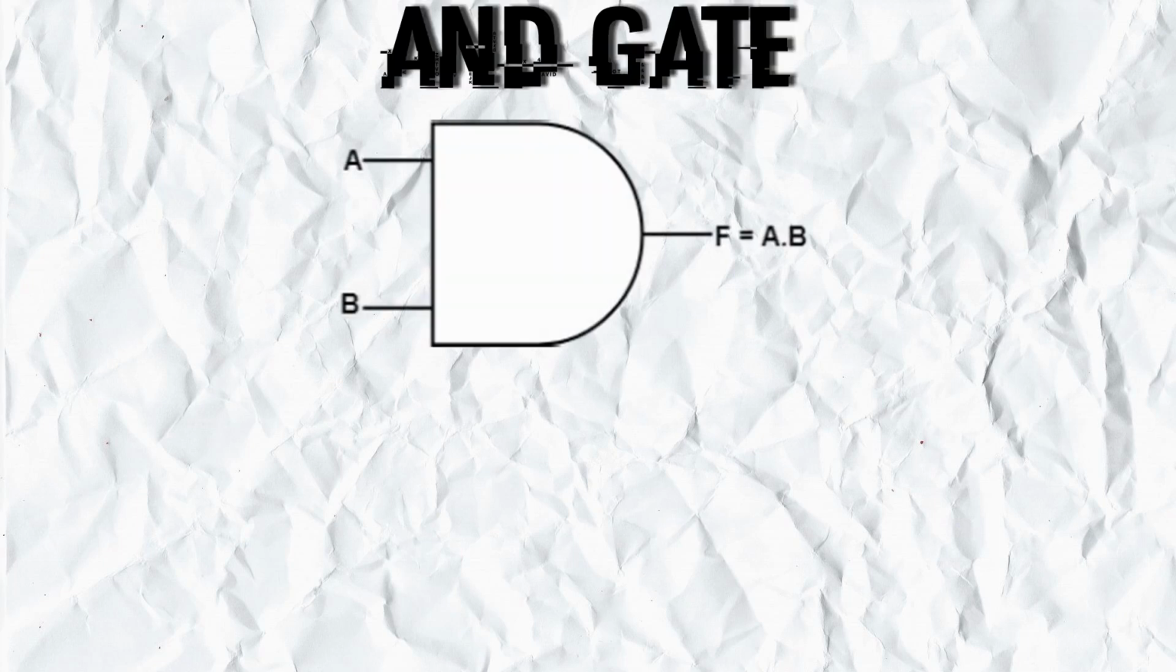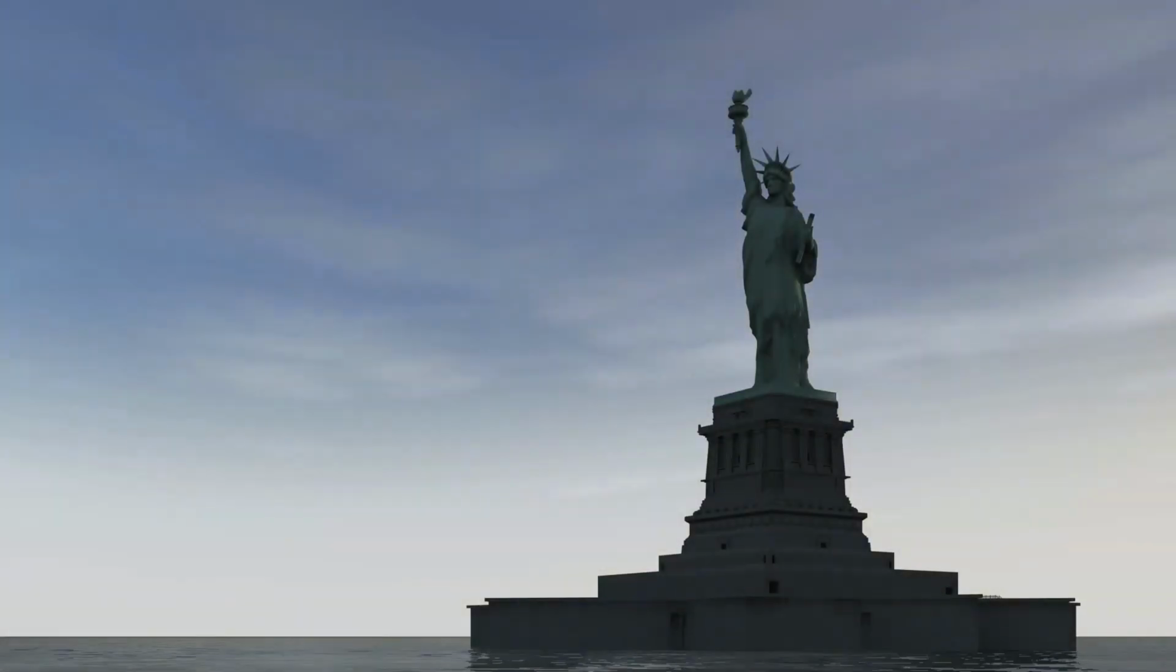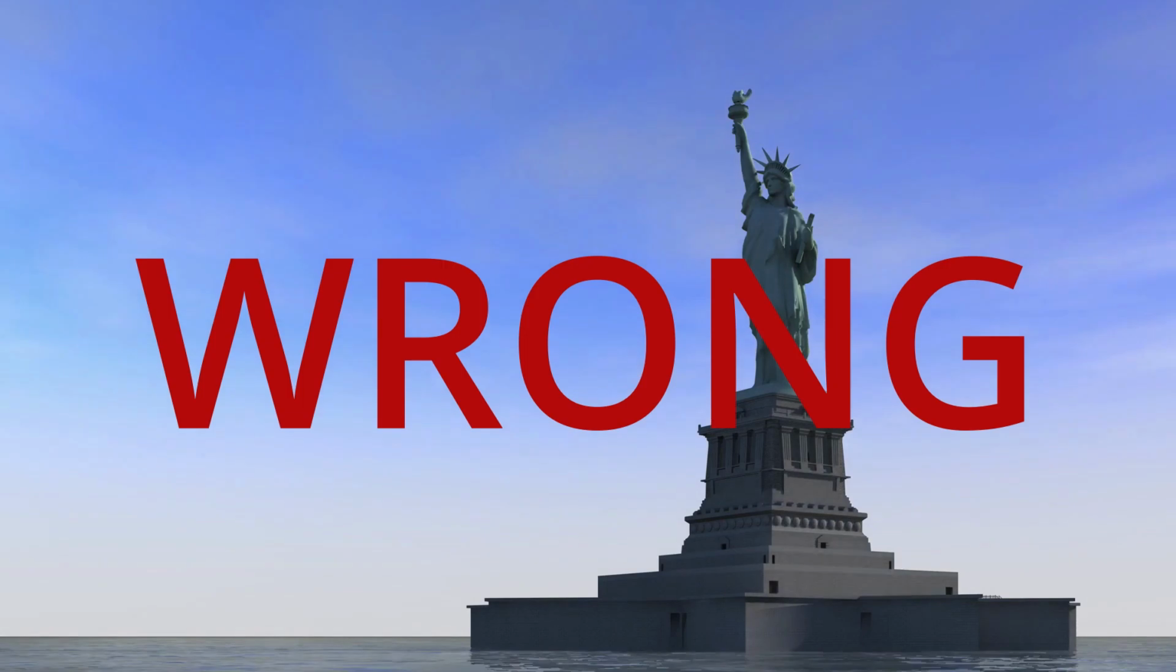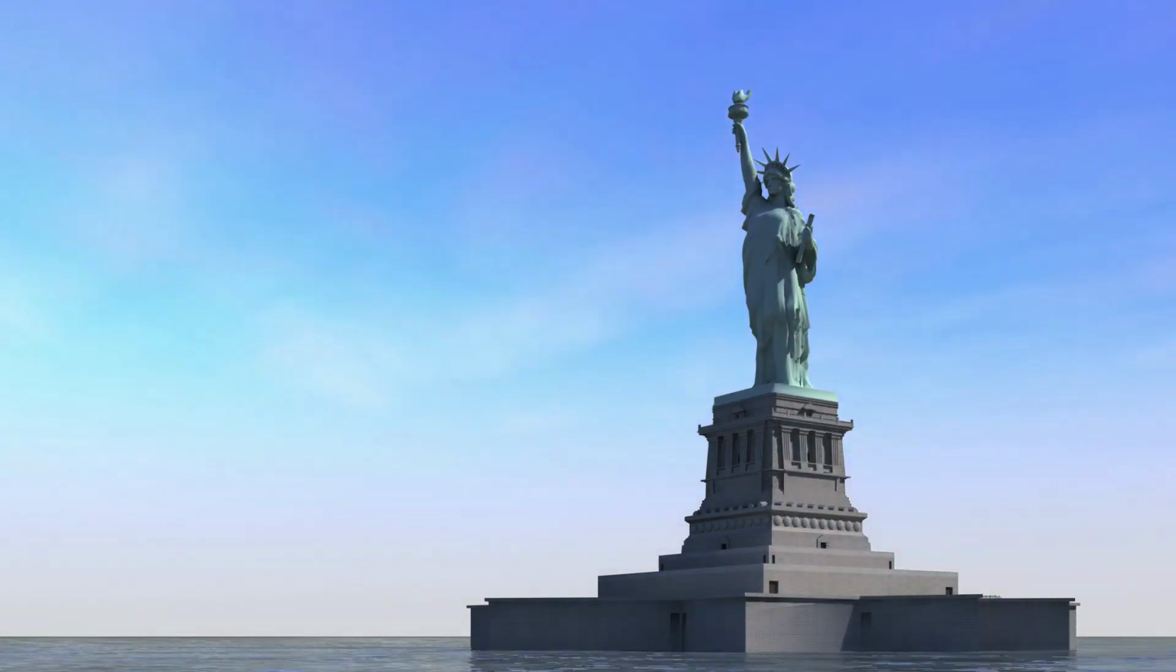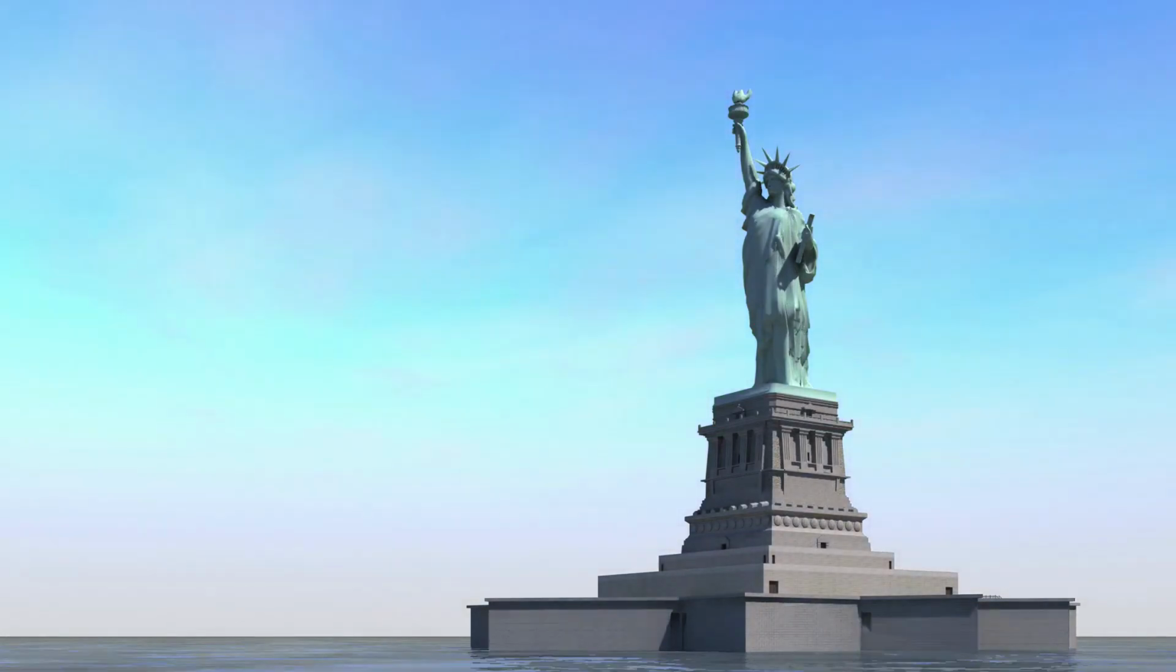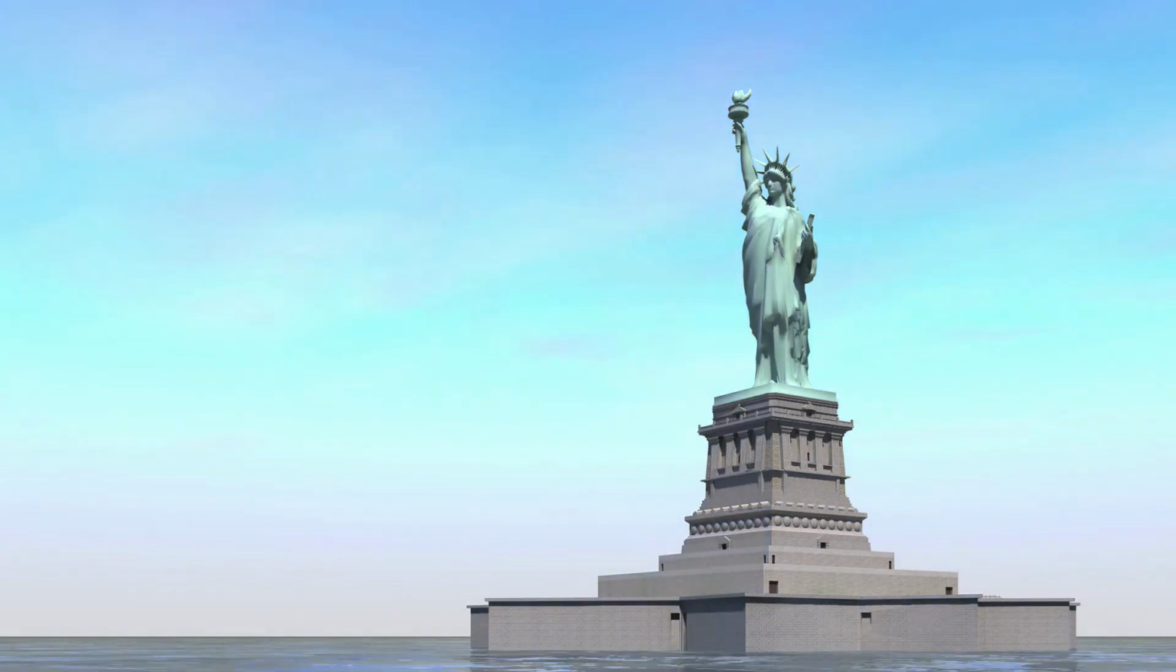Almost all of them can be related to a word within the English language. For example, the AND gate. The AND gate basically says that if you have two values, both must be true. In real life, if you said the Statue of Liberty is in New York and is red, you'd be wrong. Even though it is in New York, it is not red. This gate is similar. Even if the first value is true, the second value must also be true.